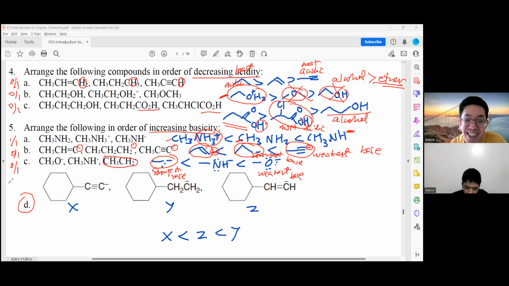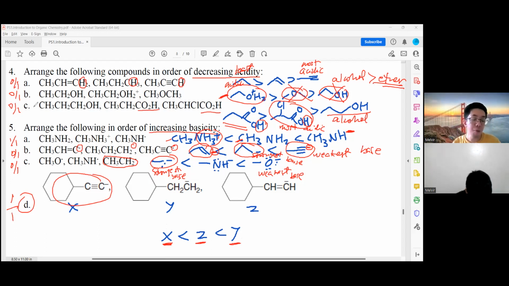Okay, good. Ang pinaka-weakest base mo ay ito, yung may triple bond. Kasi siya yung strongest acid mo eh, no? Na pinanggalingan niya, strongest acid yan. So, siya ang weakest base. Followed by your alkene, and then this will be your strongest base. 1 out of 1. Okay.